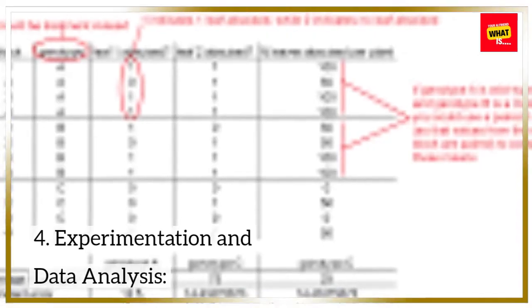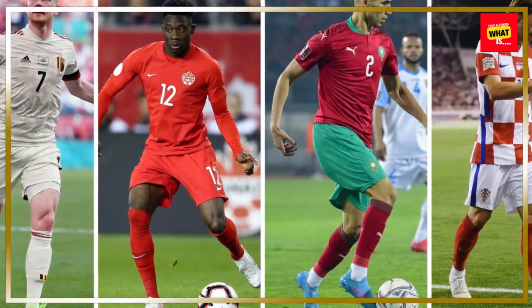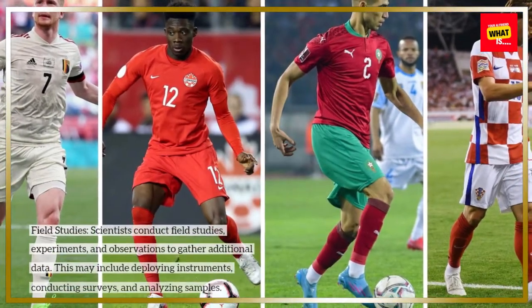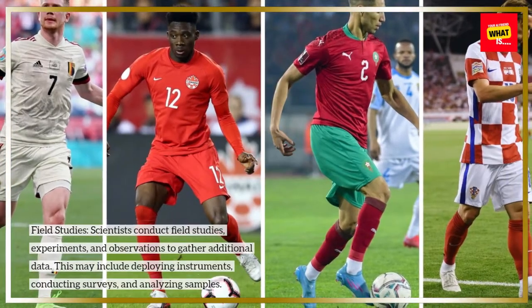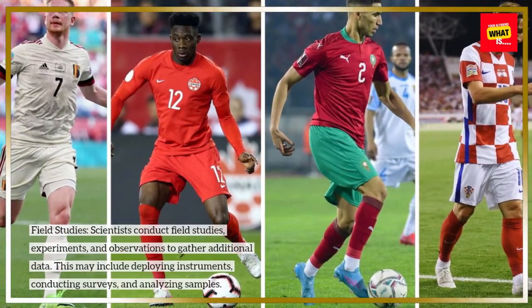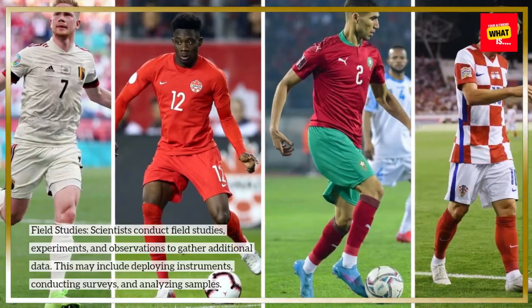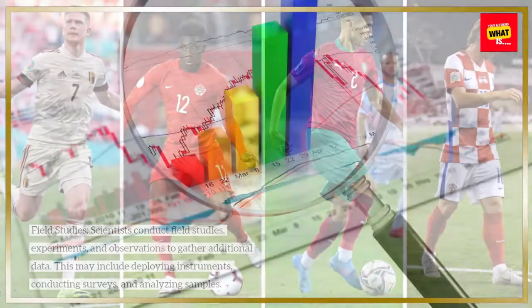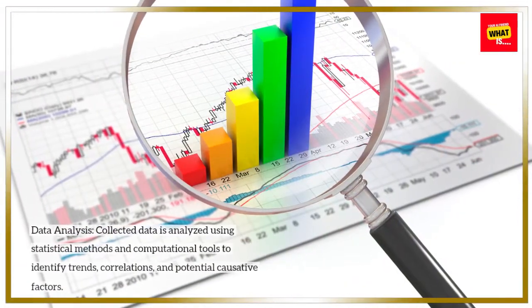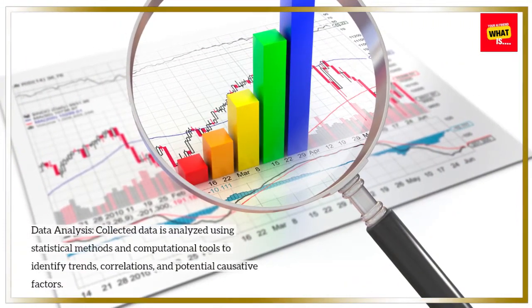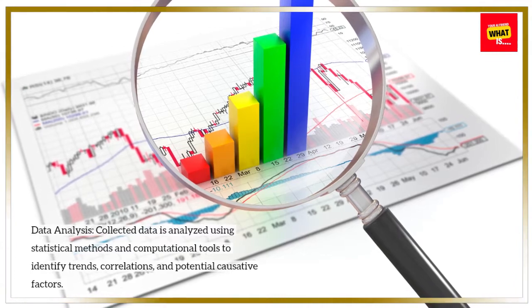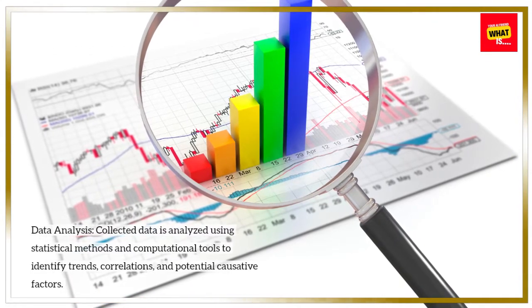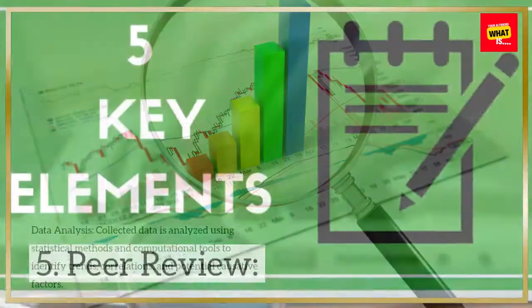4. Experimentation and data analysis. Field studies. Scientists conduct field studies, experiments, and observations to gather additional data. This may include deploying instruments, conducting surveys, and analyzing samples. Data analysis. Collected data is analyzed using statistical methods and computational tools to identify trends, correlations, and potential causative factors.